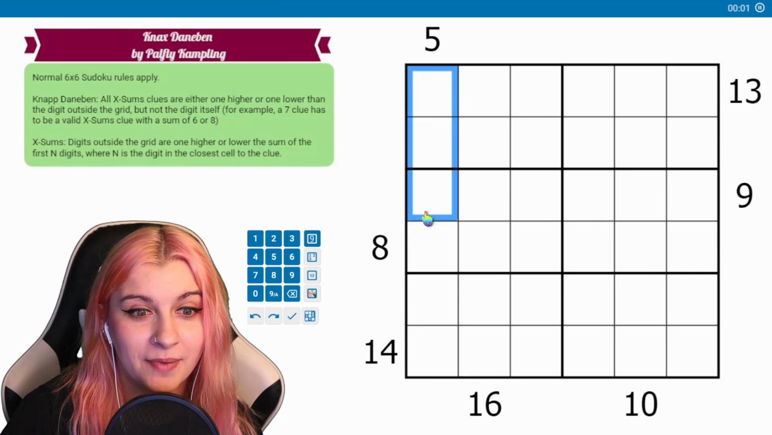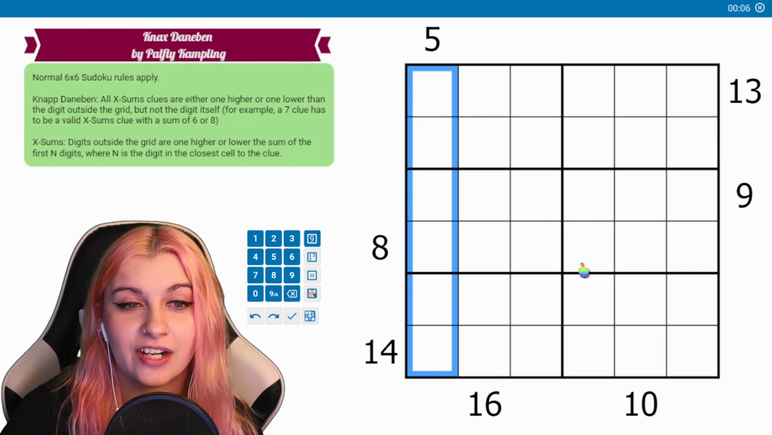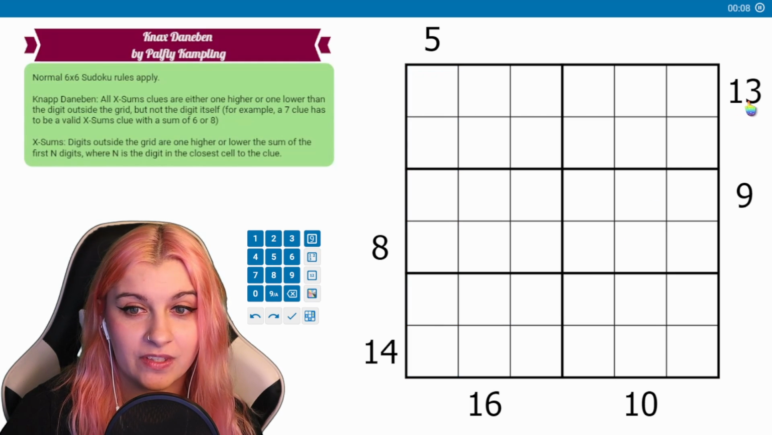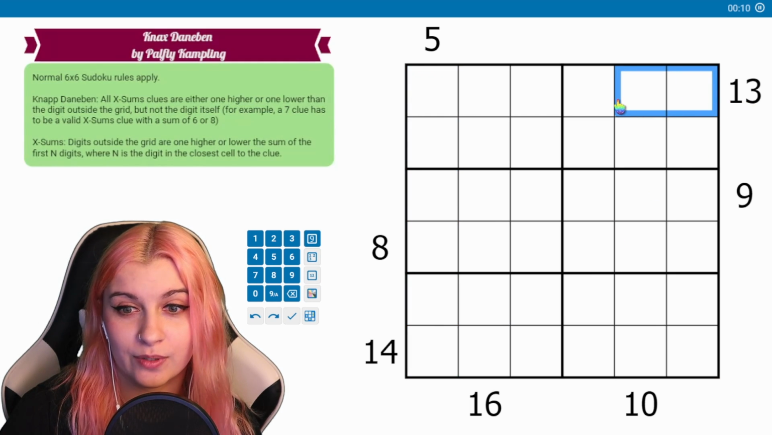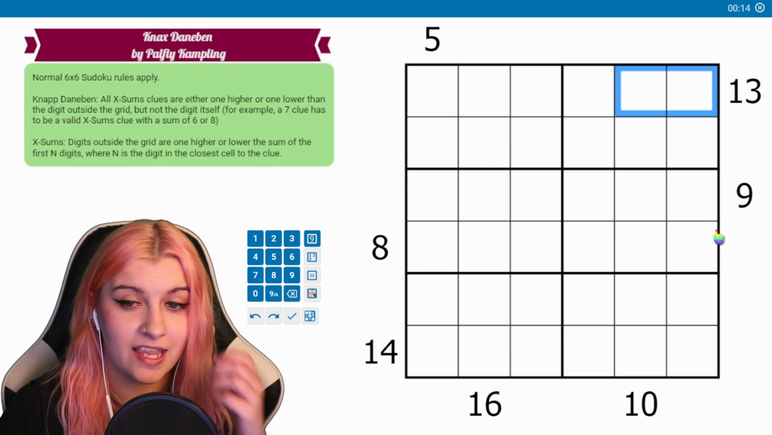Perfect. Oh my gosh, how do I want to get started with this? So this is not a 5. This is either a 4 or a 6. This is not a 13. It's either a 12 or a 14. This is not a 9. This is either an 8 or a 10.